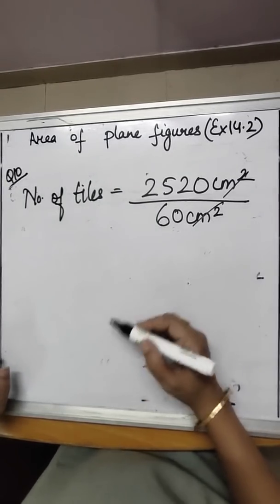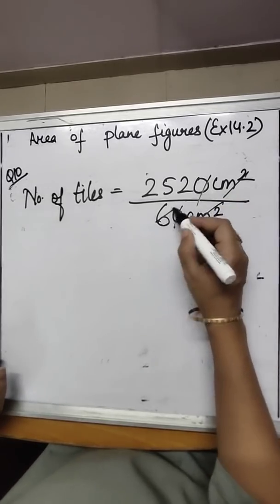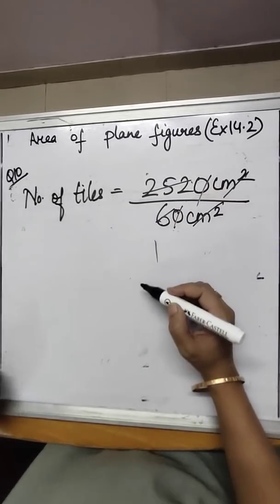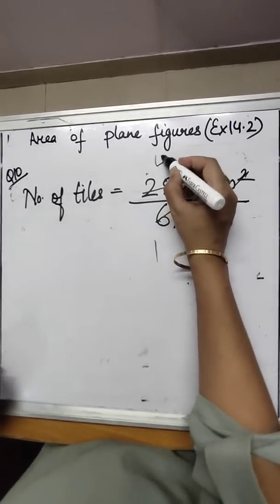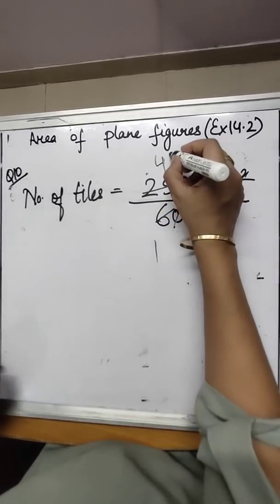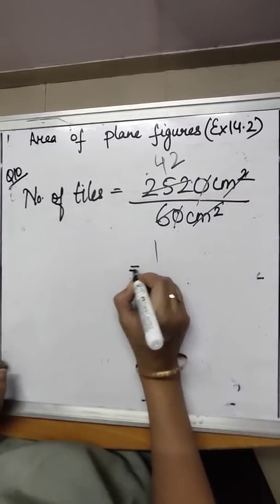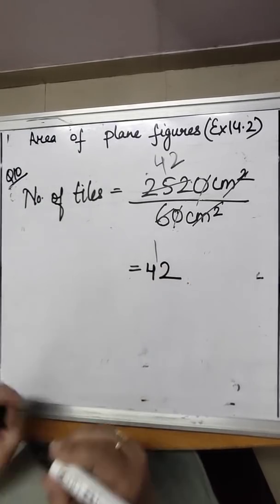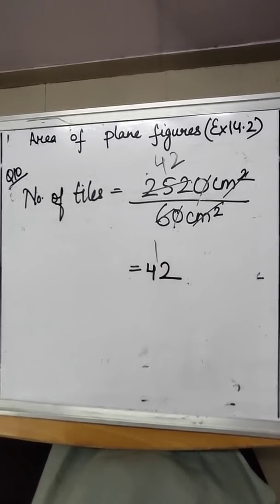So units are the same. 2520 divided by 60: 126 by 6, so by 2, it will be equal to 42. This means 42 tiles will be required to cover the rectangular region. Okay. Now let's come to the next question.